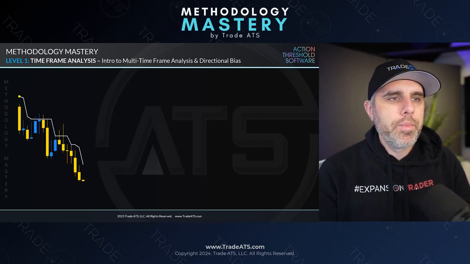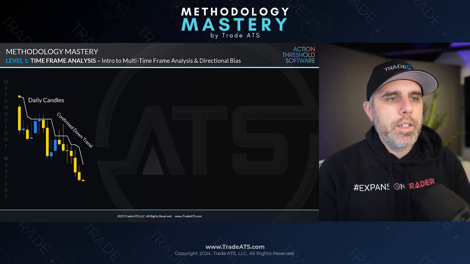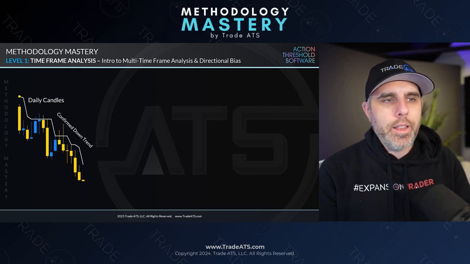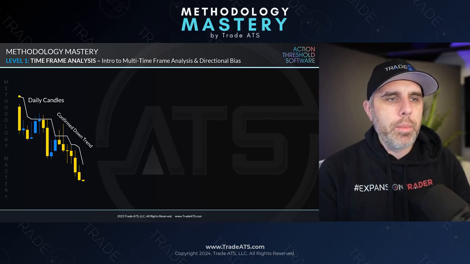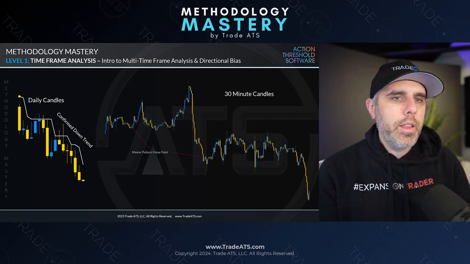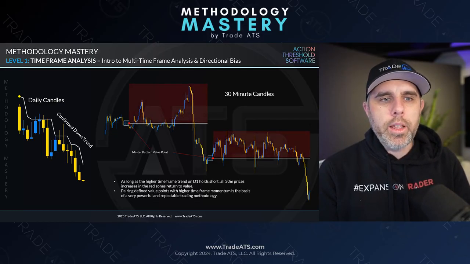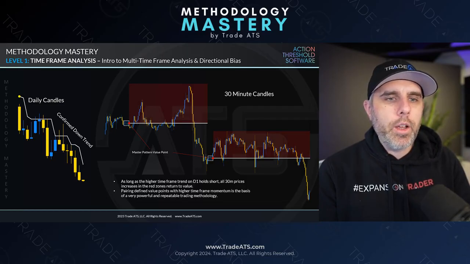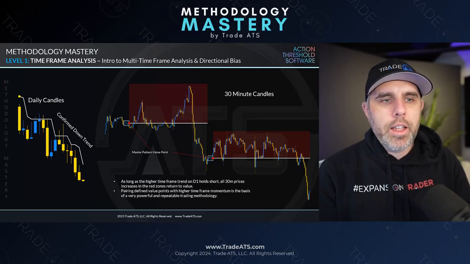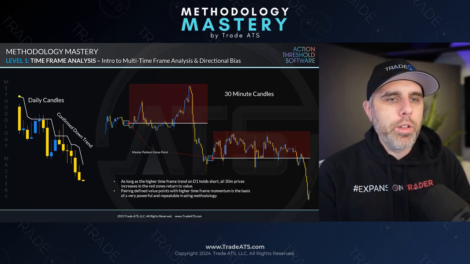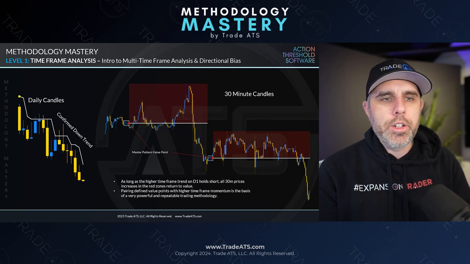So moving on, we have an example here. Daily candles are in a confirmed downtrend. We can see the ATS trend line is headed down, and the candles are trading below it. They're not wanting to trade above it. So that would be our higher time frame flow of money in this example. And then we have a 30-minute chart off to the right here. As long as the higher time frame trend on the daily holds short, all 30-minute price increases in the red zones return to value. Pairing defined value points with higher time frame momentum is the basis of a very powerful and repeatable trading methodology.